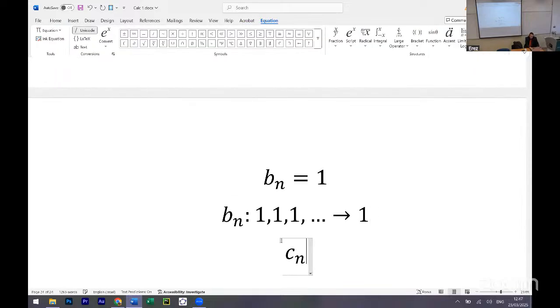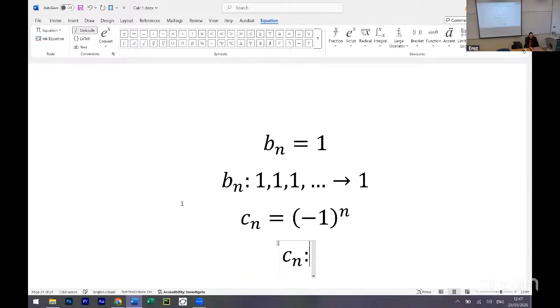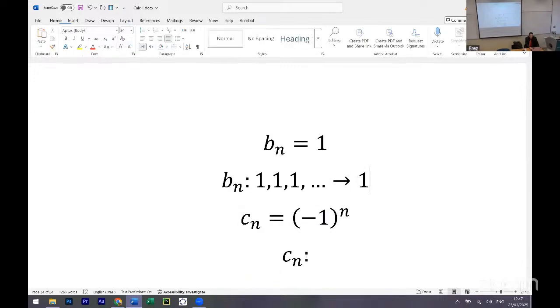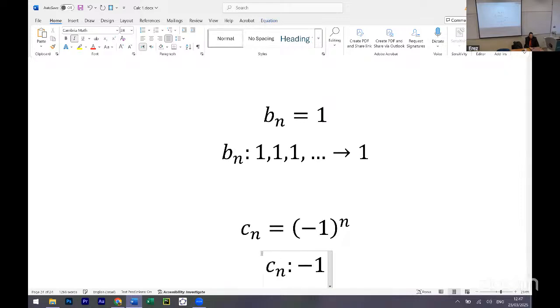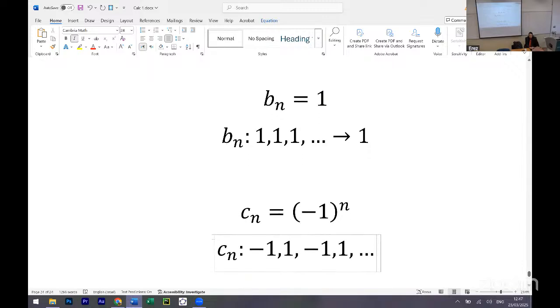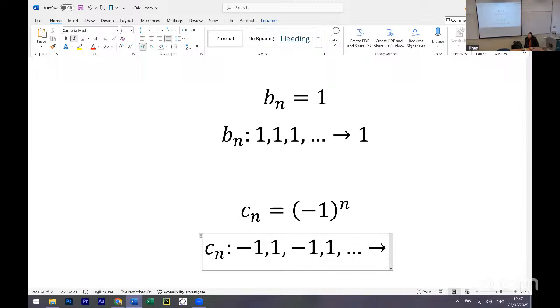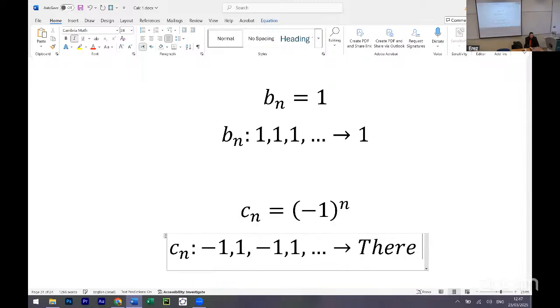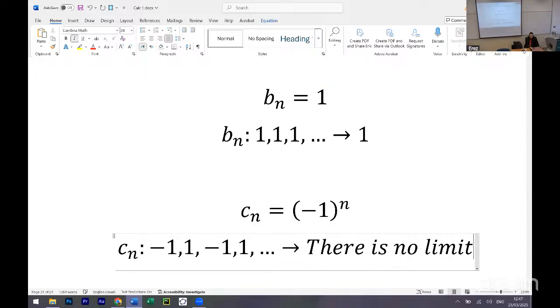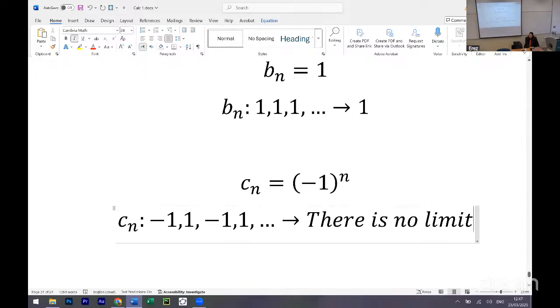Next, let's look at the sequence c_n, which is minus 1 to the power of n, whose numbers are negative 1, 1, minus 1, 1, and so forth. What would you say the limit of this sequence is? Yes, there is no limit. There is no limit. Very great.